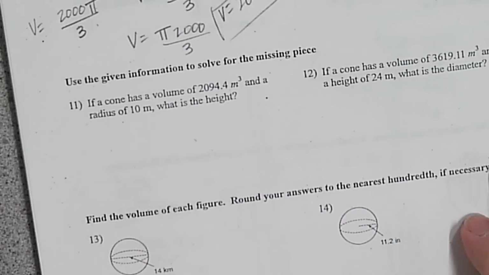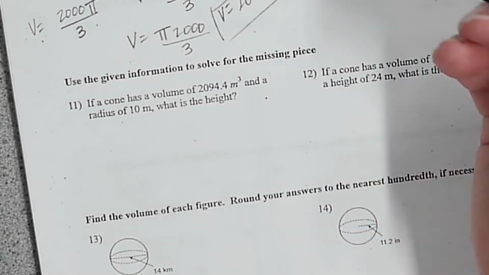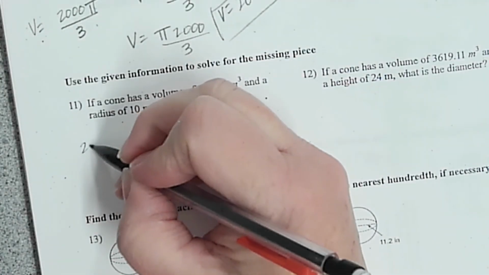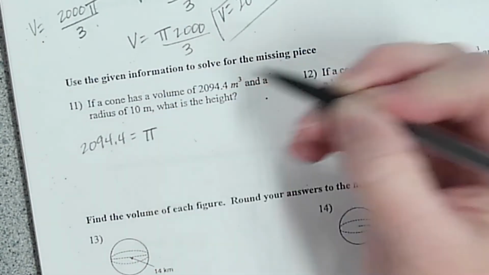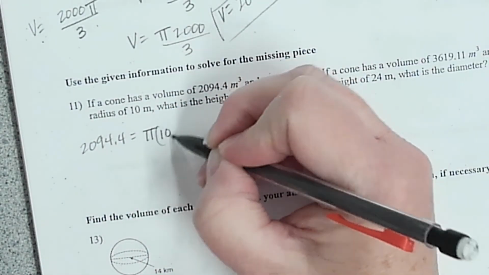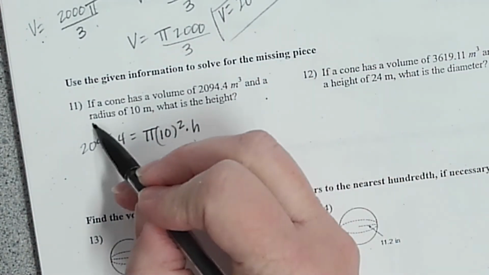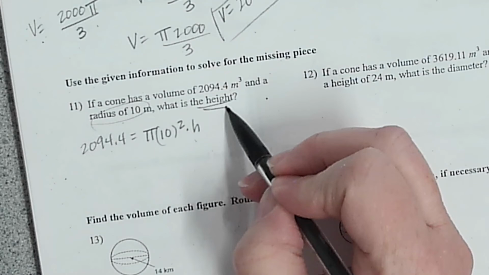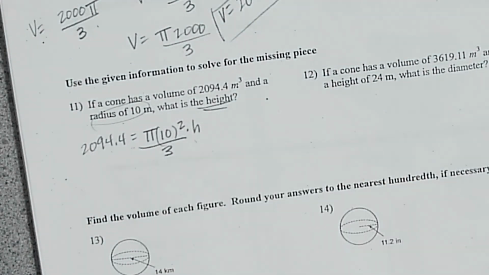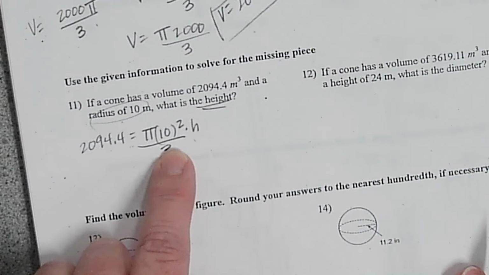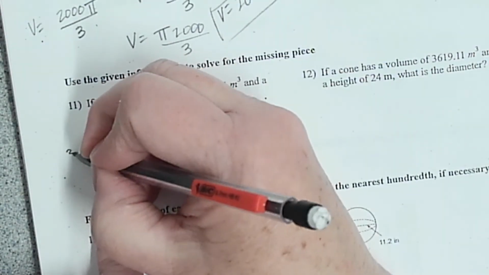Okay, so this one right here, number 11, gives us more information. It gives us the volume. We're using the volume of the cone here again, and we're going to plug in the information it gives us. 2094.4 equals pi, gave us the radius of 10 squared times height. Now it's asking for the height, divided by 3. First of all, we got to get rid of the 3.